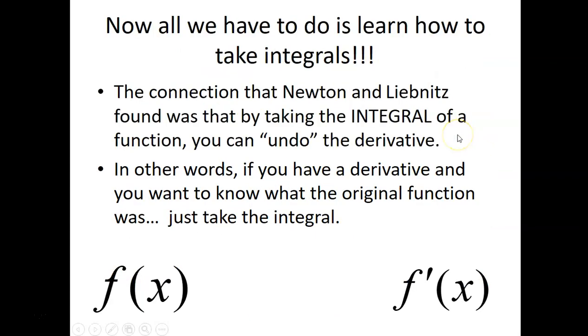Okay, so the fundamental theorem of calculus has a lot to do with taking integrals. This connection that they're talking about, this discovery, is the connection between the integral of a function and the derivative of a function. And what they discovered is the integral of a function undoes the derivative. Now, let's think about that for a minute.